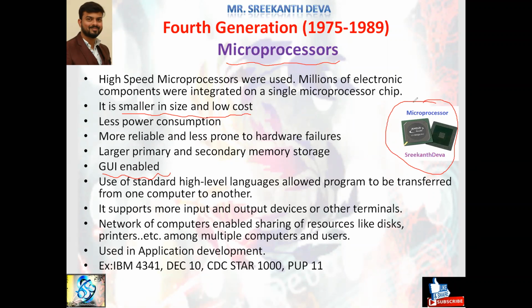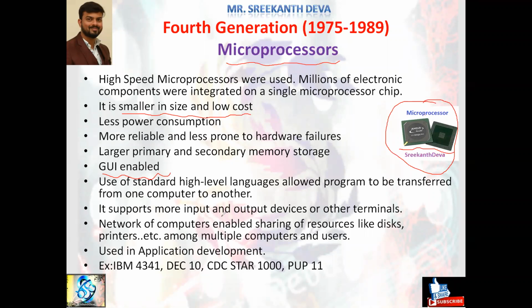See, this is what a microprocessor chip looks like. Next, a network of computers enabled sharing of resources like disks, printers, etc. among multiple computers and users. I told you, right? It supports network-based applications. We can share resources from one machine to another machine.